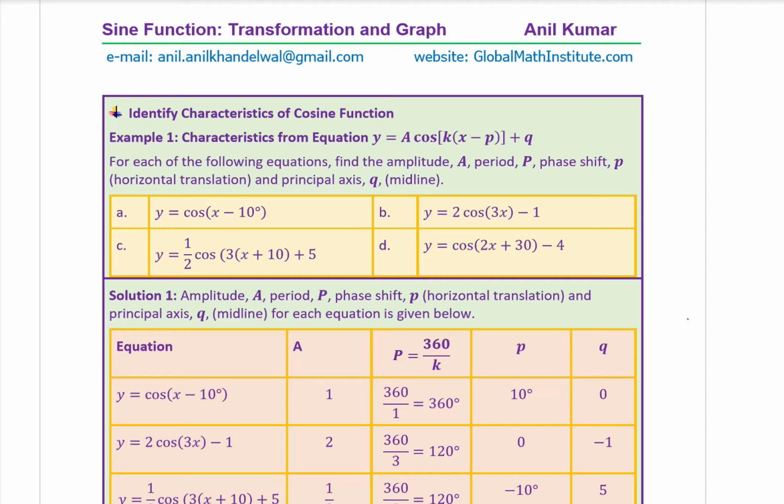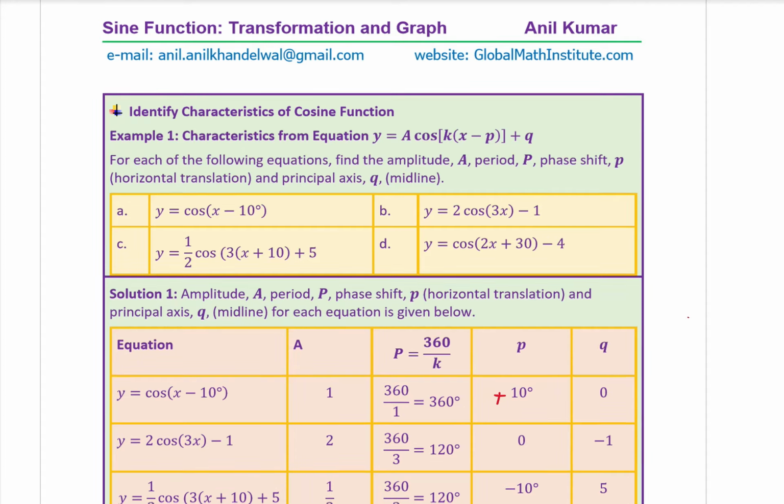Sometimes we may have to calculate. So for the very first one, cos of (x minus 10), the amplitude is 1, the period is 360, phase shift is 10 units to the right. Sometimes you may write this as plus 10, and there is no vertical translation. In the second graph, there is an amplitude of 2, right? And 3. This number 3, which is the k value, gives us the period by dividing 360 by 3. So we have a period of 120 degrees. There is no phase shift in this case, but there is a vertical translation, 1 unit down, written as minus 1.